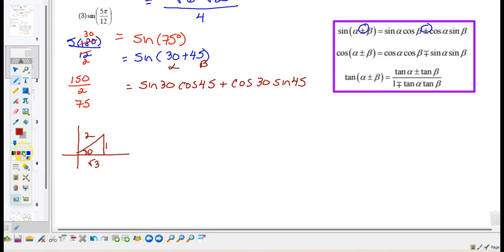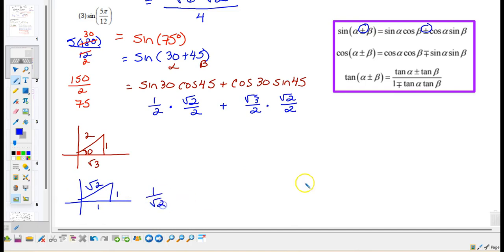Got my 30-degree reference triangle, y over r. I've got this one in my memory, x over r. 45's in my memory. If not, draw it out. Draw it out.